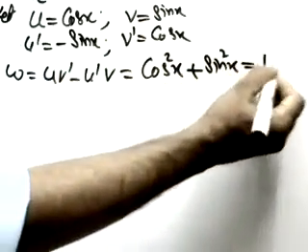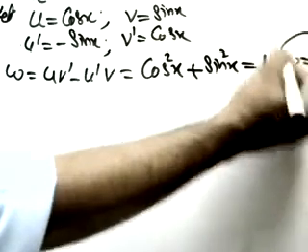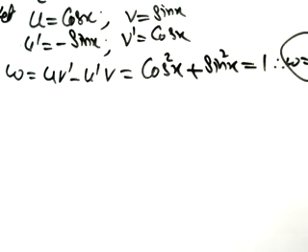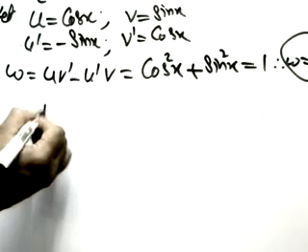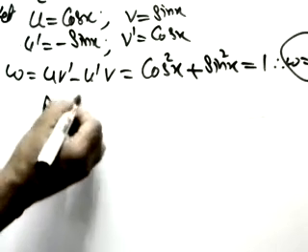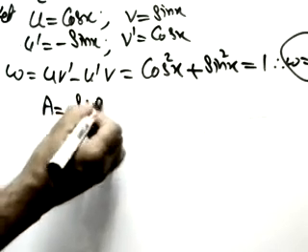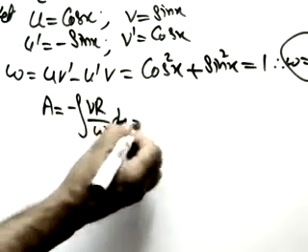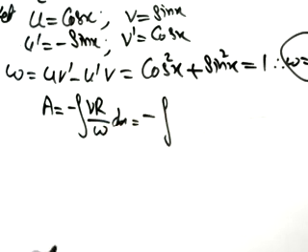u dash is minus, again minus means minus 1 is sin x into v, again sin x, so sin square x. So sin square x plus cos square x is 1, therefore we got the value of w as 1. Now we have to find a and b. Let me first find a. A equals minus integration v into r by w.